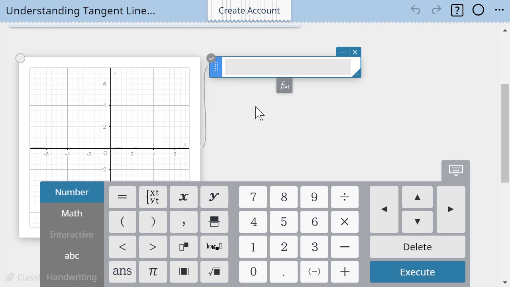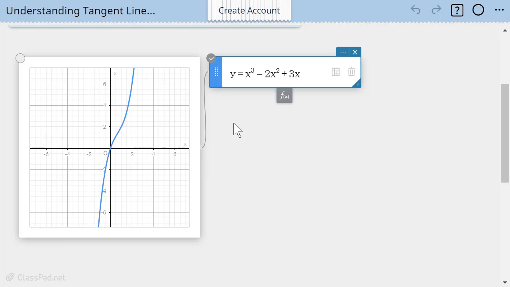So I'm going to put in a function, a curve, and let's make it not super easy. All right, so here's a function. It's going to graph the function.